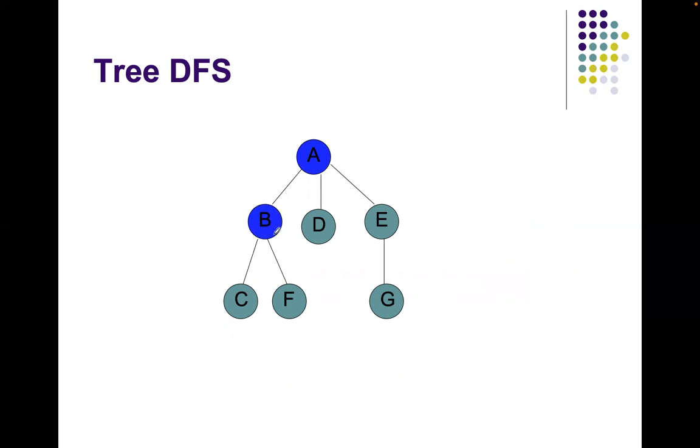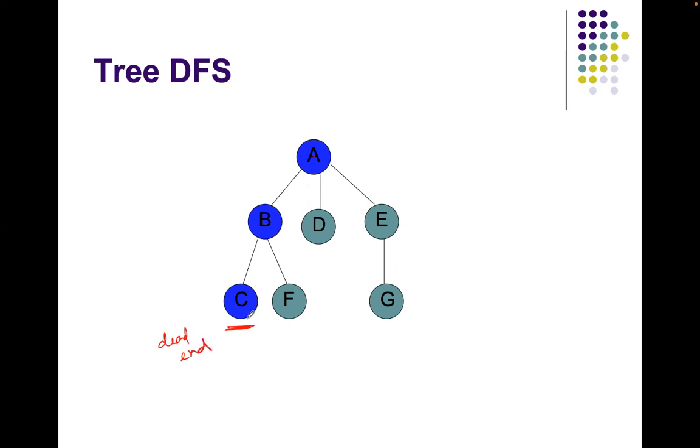Now, after we pick B, we are going to see what the children of B are. B has children C and F. So from B, I can take the path to either C or F, any one of them. I'm going to randomly pick C. So you can see that from A I go to B, and from B I go to C. Now from C I cannot go anymore, that's the dead end.